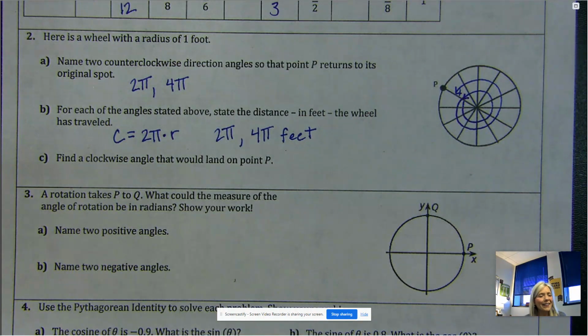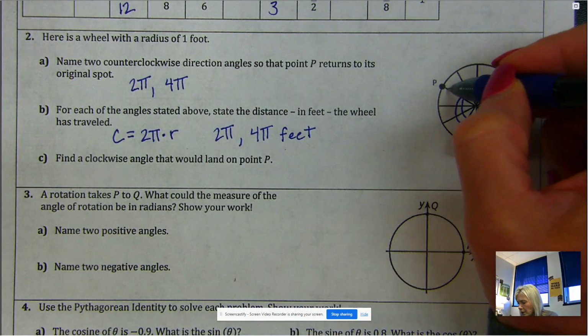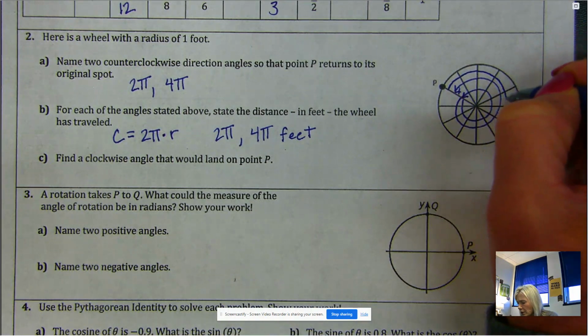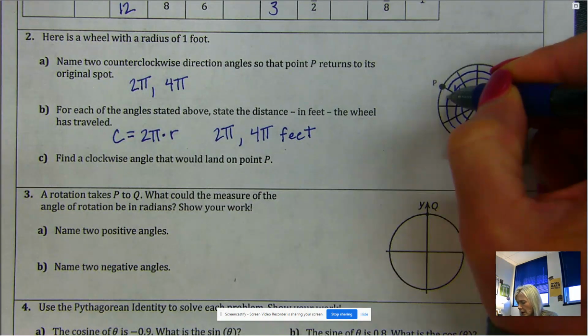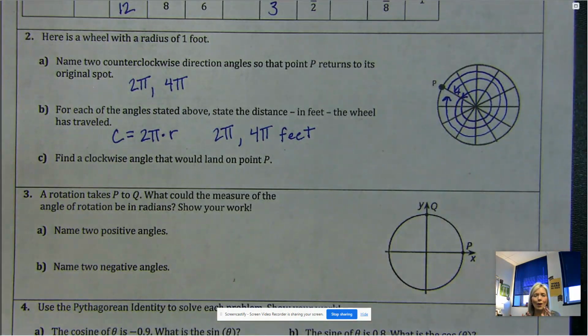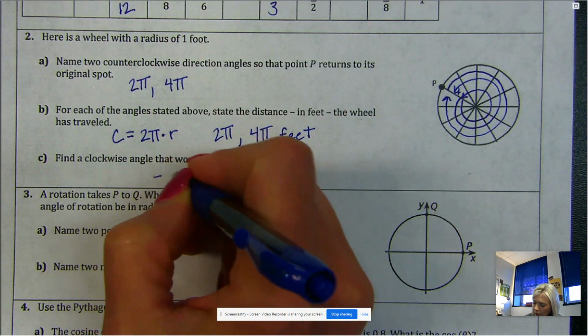Okay, and then next is a clockwise angle that will land on point P. So a clockwise angle that will land on point P. Now we're going to go in this direction. It's still like a 2 pi angle altogether, but it's in the negative direction. So negative 2 pi.